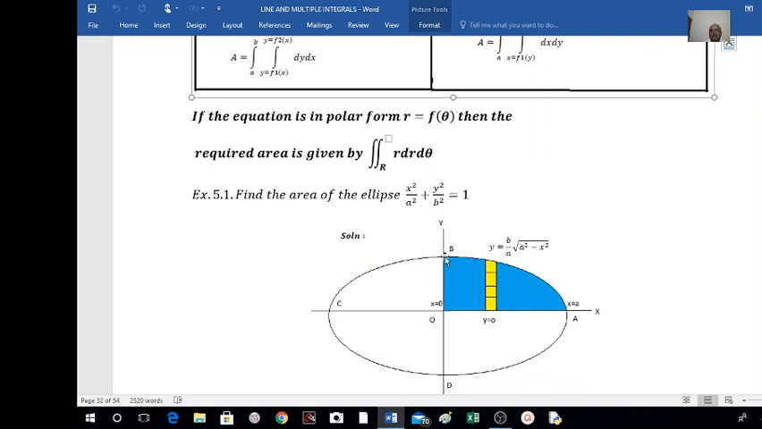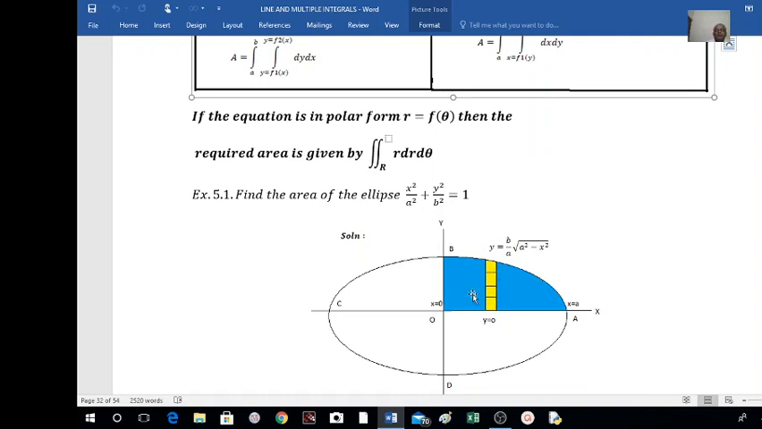To find the area of this ellipse, as this ellipse is symmetrical about both the axes, x-axis as well as the y-axis, therefore the whole area can be taken as 4 times the area of one portion here. So I will find out the area of this portion which is in the first quadrant, and then I will multiply this by 4. That will give the area of this whole ellipse.